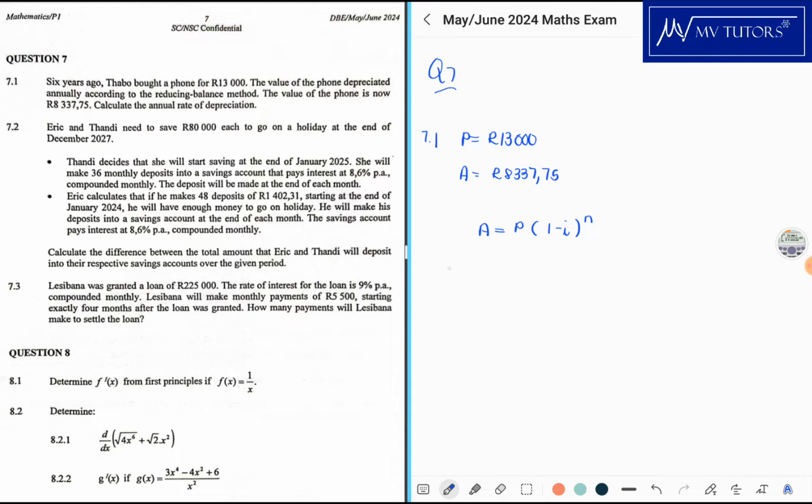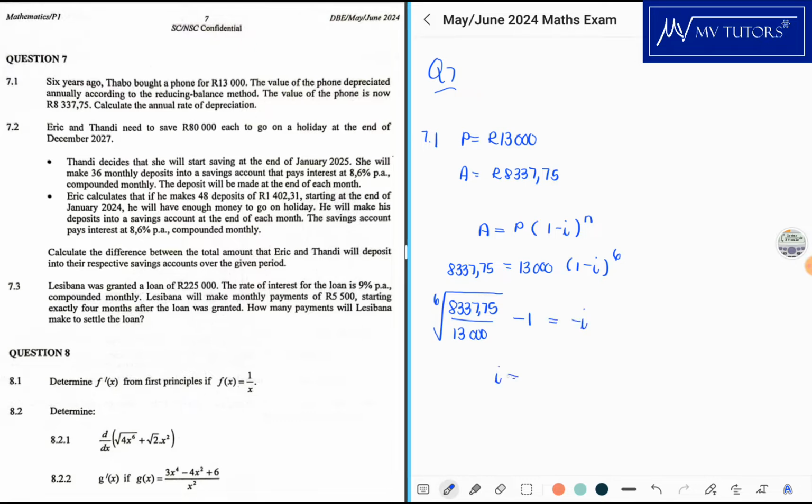Now in the place of a, we're going to put 8,337.75. In the place of p, we put 13,000. And then we're looking for i. And they said 6 years ago, so in the place of n, we're going to put 6. So our unknown then is i. So let's just write everything in terms of i. Let's make i the subject of the formula. Okay. And then we're going to say root 6, and we're going to subtract 1, and we have negative i.